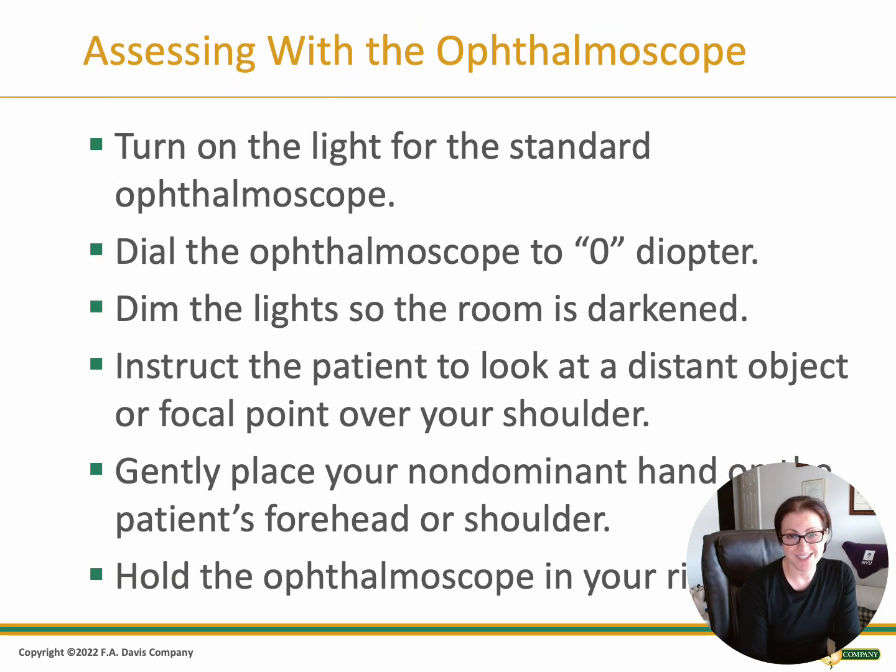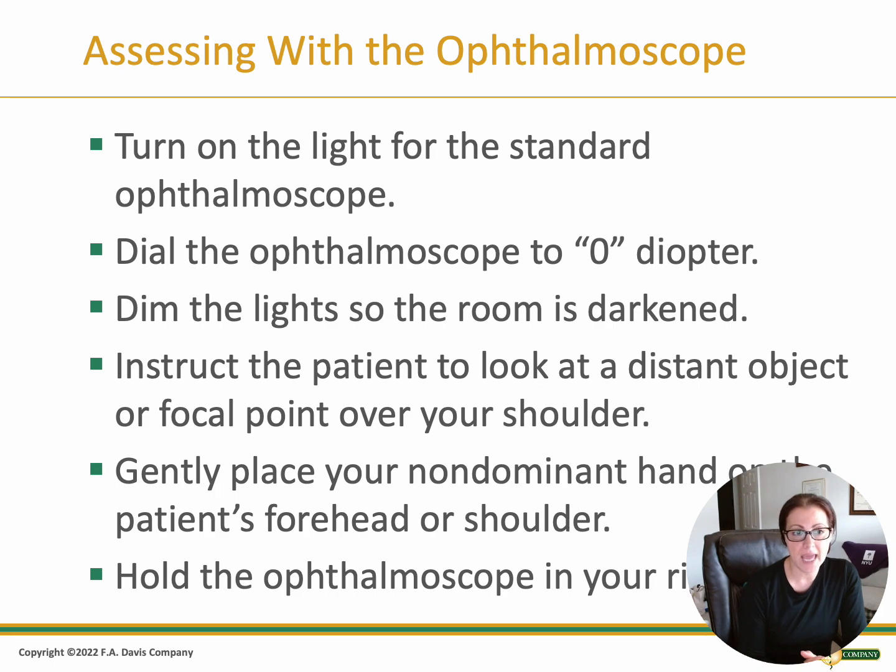So it's important to obviously turn the ophthalmoscope on, as with any instrument. Dial the ophthalmoscope diopter to 0. Dim the lights so the room is dark, so you're able to see better, and so that there's no external sources that are constricting the pupils of the eye, because you just want to focus on the eye that you're assessing.